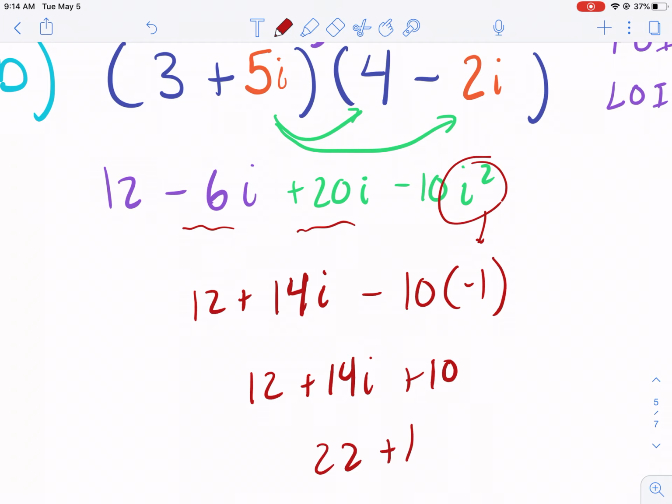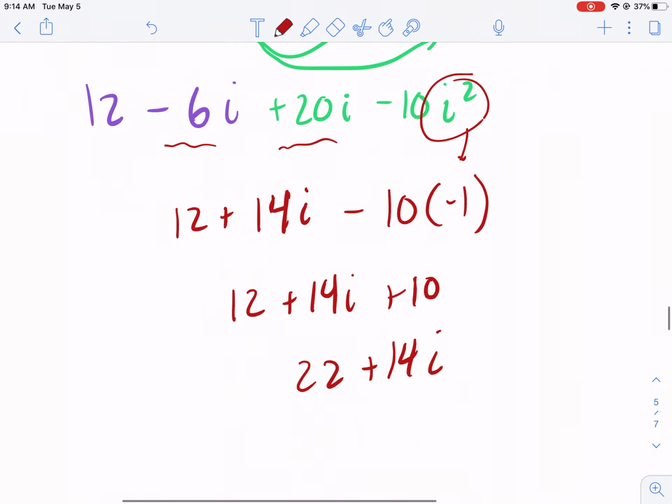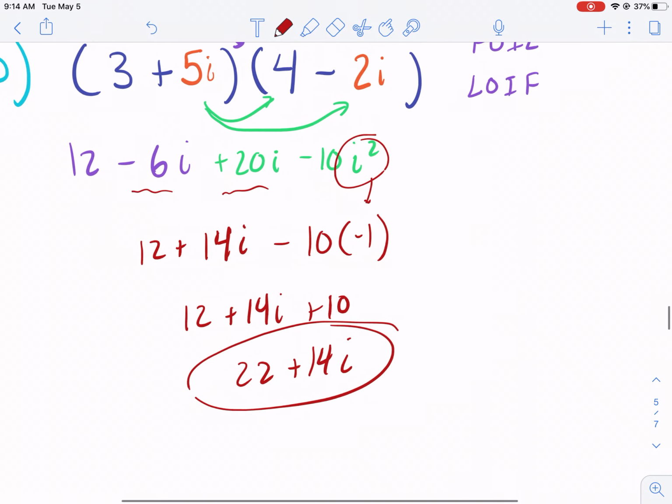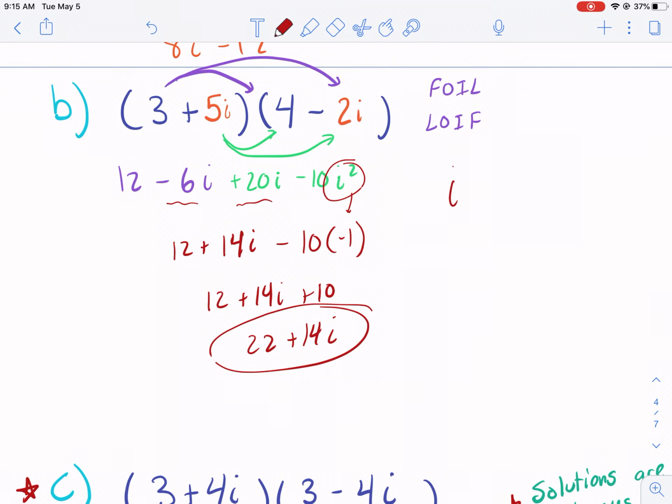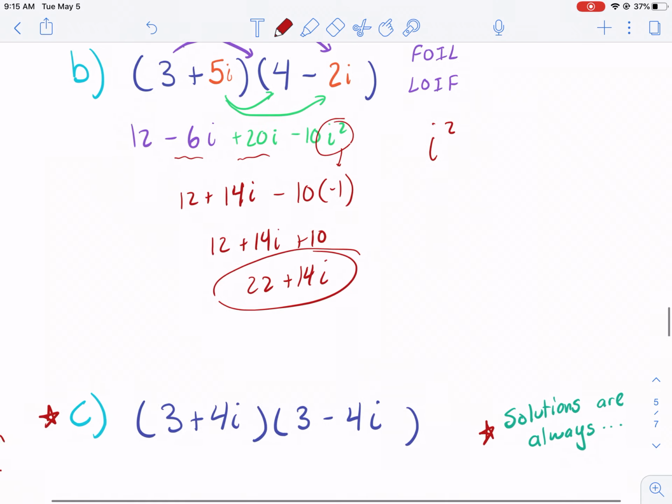Plus 14i, the real part's in front. There's our answer. So again, it's not too bad. Just make sure you take care of any time we have an i squared or i to a higher power.